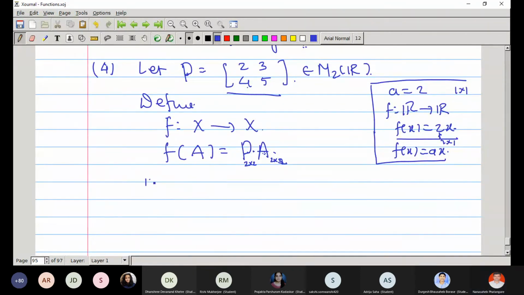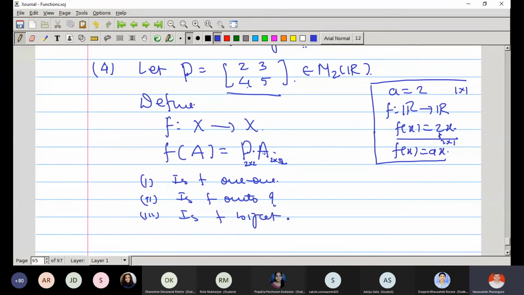Correct? Then you can think about, is f one-one, is f onto, is f bijective? These questions are not very easy to answer, but you should think about it. There are such functions also.